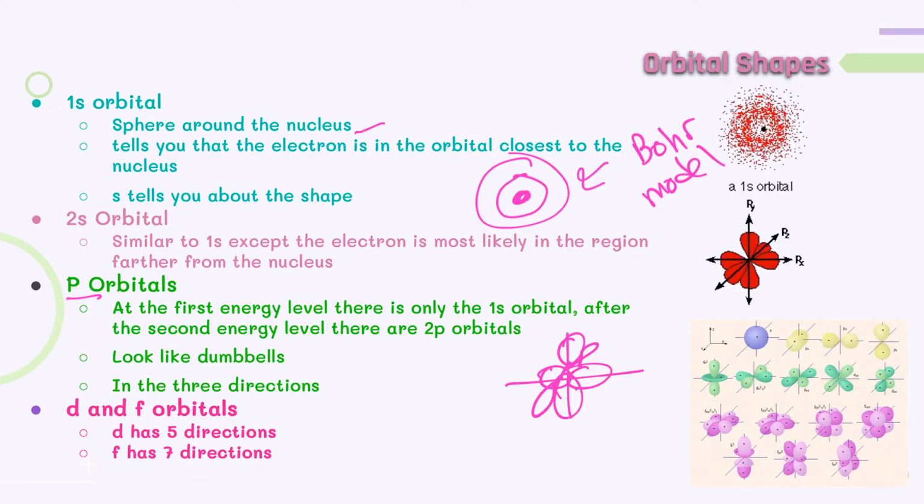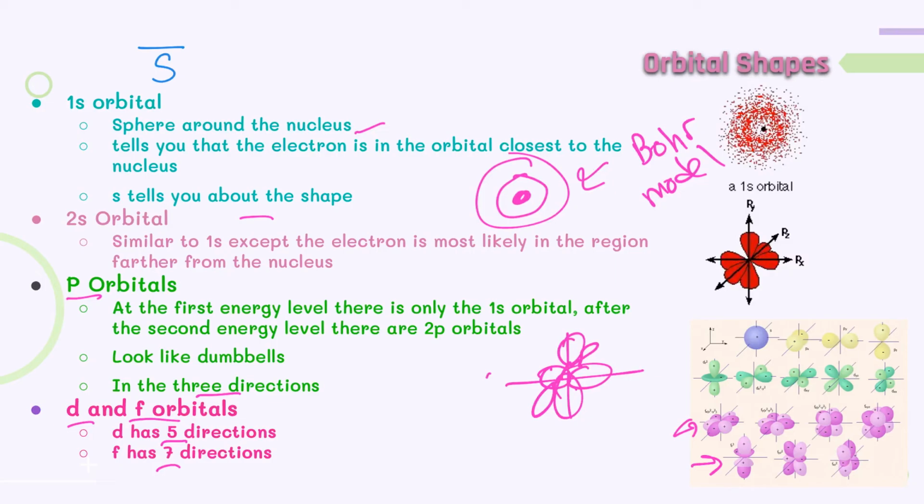And those are the probability or the locations where an electron could be found, the most likely place it would be found. And then the d and f orbitals, the d has 5 directions. If we look over here, and the f has 7 directions. These numbers, 5, 7, 3, 1, each direction has a certain number of electrons it can hold.